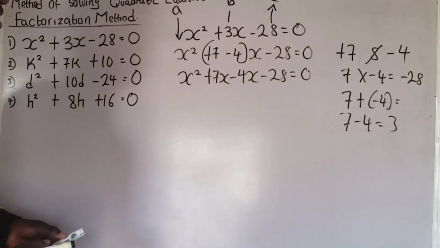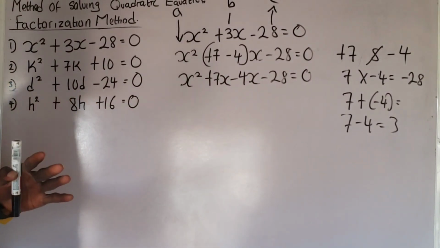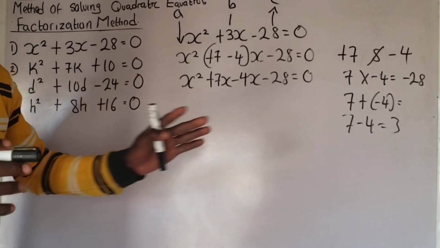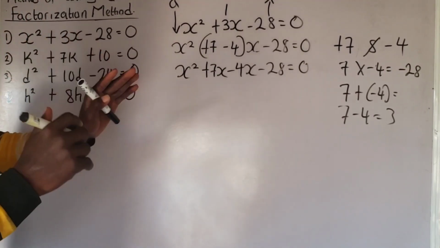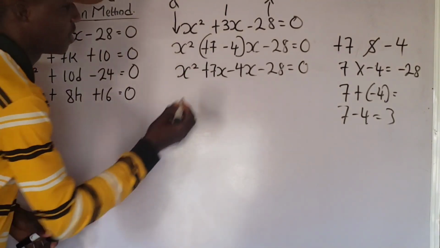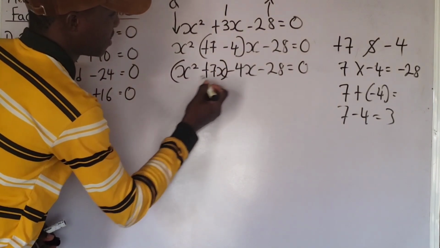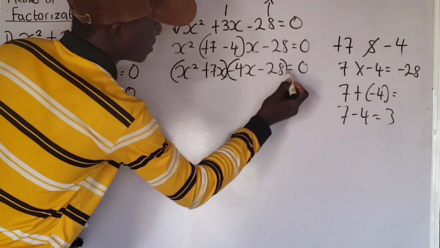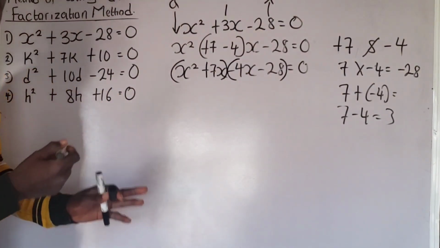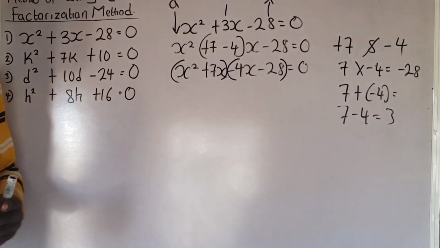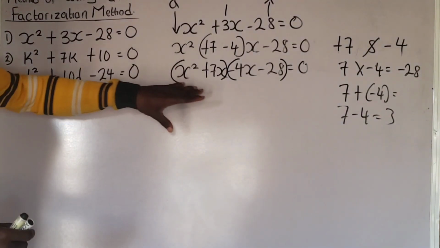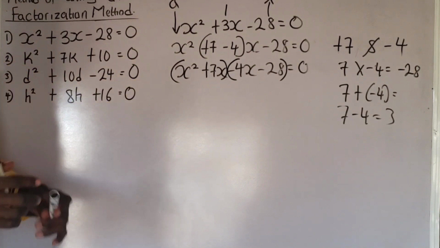Now, the next step is that I'm going to split this equation into 2. You just have to pay attention. I'm going to split this equation into 2. This is the first part, and this is the second part. Now, let us factorize each part. That is why we call this method factorization method. Having split this equation into 2 parts, I'm going to factorize each part.